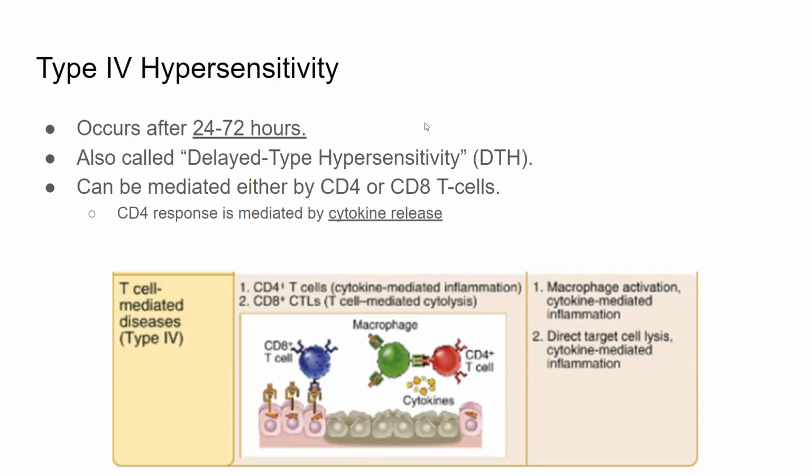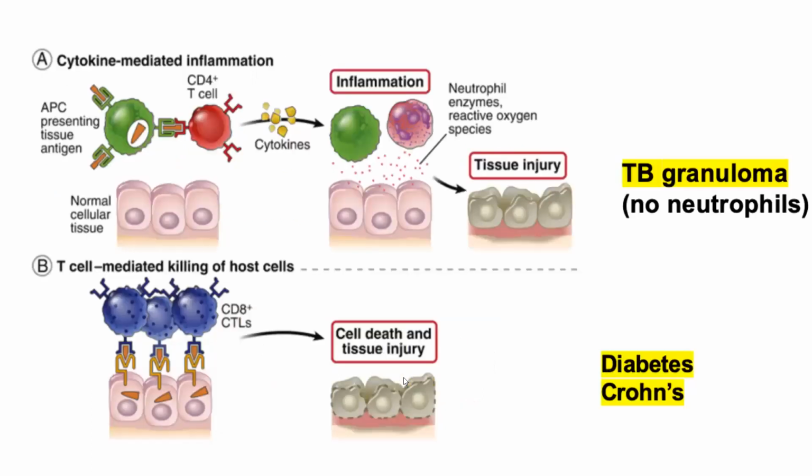Okay, so CD4 response will be cytokine, because what do CD4 cells do, right? They release cytokines. So if a CD4 T cell encounters an autoantigen, they'll release a bunch of cytokines that'll cause local damage. CD8 T cells is a direct CD8 response to host antigens. This is much less common, but still can be seen.